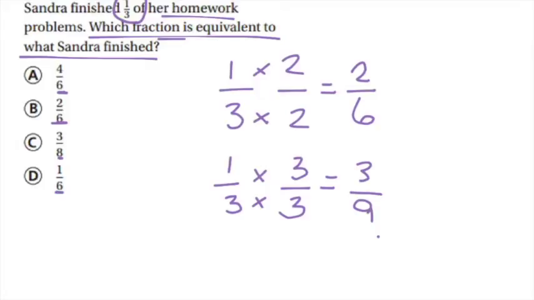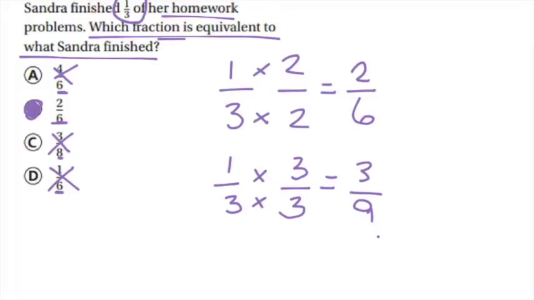Well, 4/6 is wrong. That would not work. Oh, and look, here's 2/6. That's answer choice B. Now I'm going to continue to look through the answer choices to make sure none of the others are here. This has 3/8, but I got 3/9, so that wouldn't be it. And finally, 1/6. But look, we got 2/6, so that also wouldn't be it. Our answer choice is going to be B.